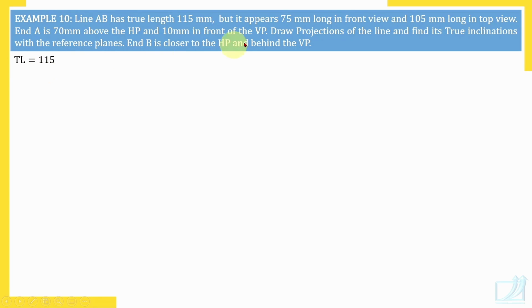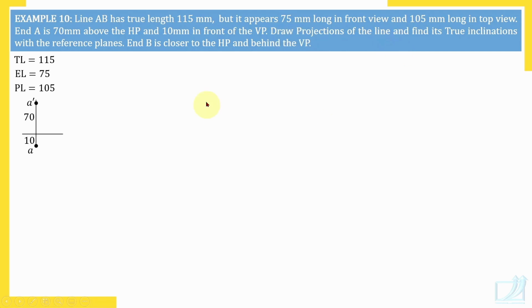True length 115, but it appears 75 millimeters long in front view and 105 millimeters long in top view. End A is the reference point. Position of end A is known from both the reference planes. What is that position? 70 millimeters above HP, so we should measure 70 millimeters above the XY line, since front view gives distance from HP. And 10 millimeters in front of VP, so 10 millimeters in front of the XY line is point A, that is the top view of point A.